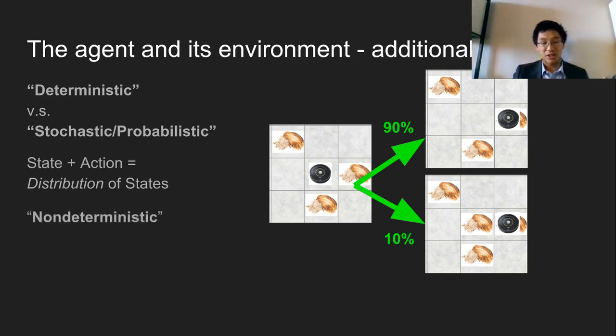Related to this is a third possibility, non-determinism, where we don't even have the probabilities associated with the transitions. We just know that it could be one or the other. And this is similar. We just have to calculate all the possible things that could end up happening and plan based off of that.